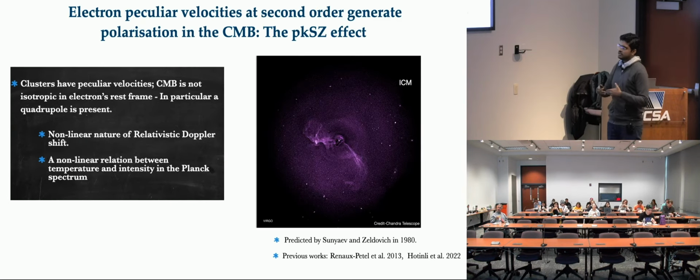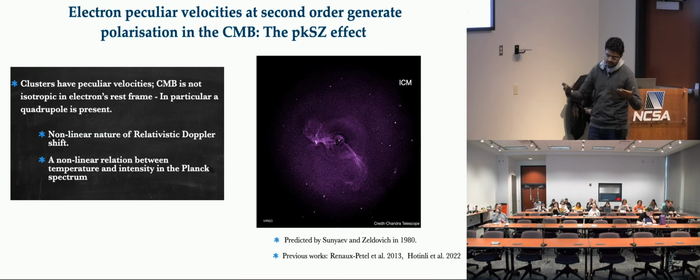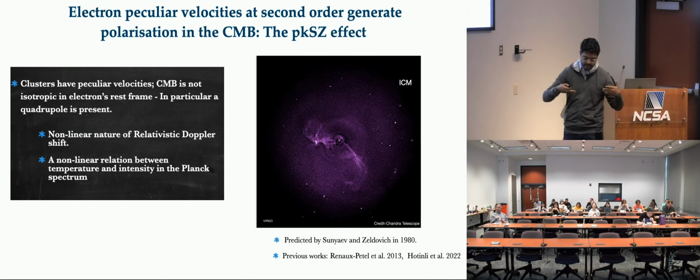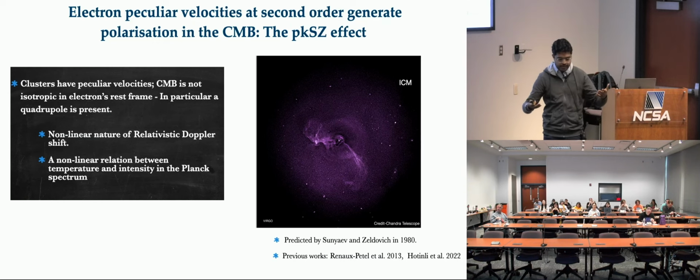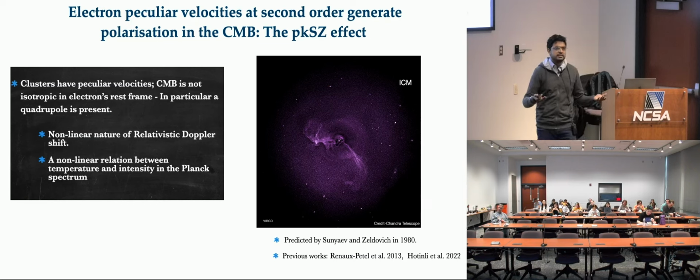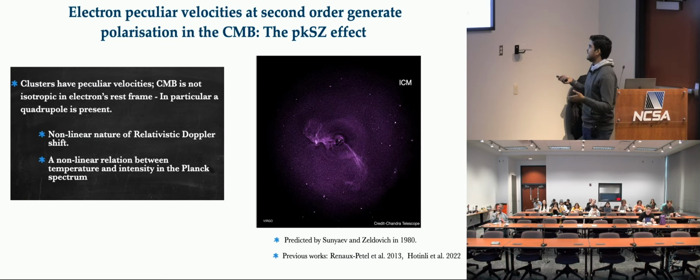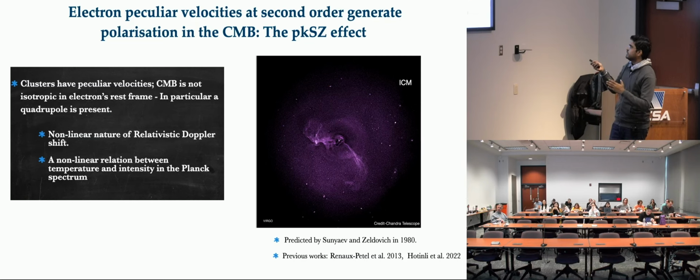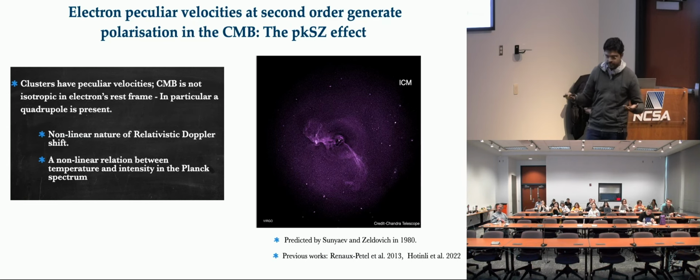From the last scattering surface onwards, the universe was basically neutral. The photons were free streaming towards you, and during reionization, a lot of free electrons got generated. These free electrons post-reionization are mostly located in the intracluster medium of galaxy clusters. There are other places where these free electrons are, such as the circumgalactic medium and the filamentary structure of the universe. But today I'm going to mainly talk about the free electrons present in galaxy clusters.